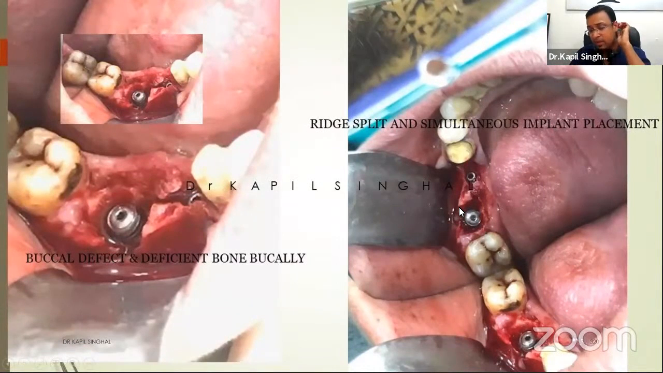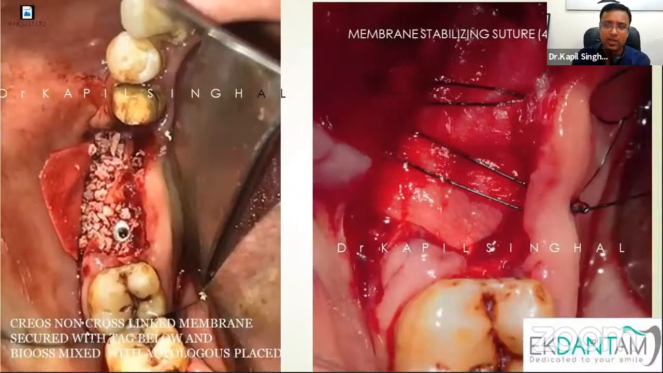But in this case, the buccal bone was still very thin. So we did some grafting on the buccal side, and we secured the collagen membrane with the membrane stabilizing suture.